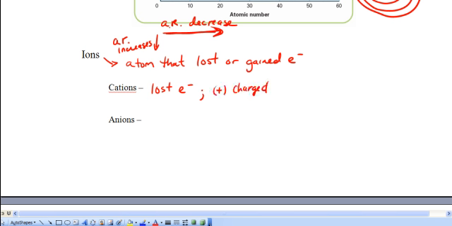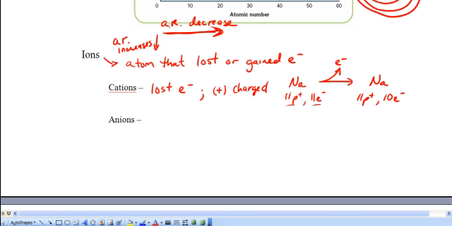Why? Well, let's take a look at something like sodium. Sodium normally has 11 protons, or it always has 11 protons. And it also has 11 electrons when it's neutral. However, if it loses one electron, so we're going to take an electron away, what's going to happen is that sodium, which still has 11 protons, is now down to 10 electrons. Well, these 11 protons and these 11 electrons originally cancel one another out.